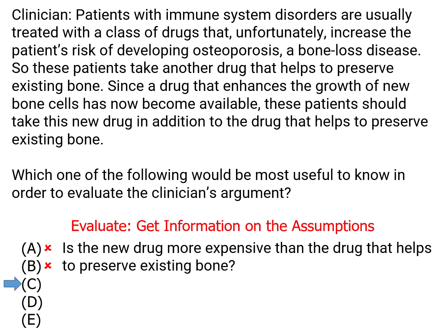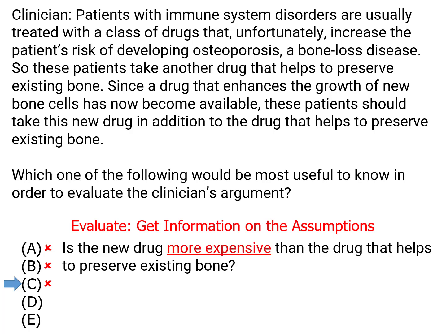Answer choice C. Is the new drug more expensive than the drug that helps preserve existing bone? Now this one is almost right. Cost would be relevant to a new treatment. If you're saying that you should use a new drug with an old drug, you do need to believe that the drug is affordable. If it cost $80 billion, then it wouldn't be something you could do. But this answer choice doesn't say, is the new drug prohibitively expensive, or is the new drug too expensive?